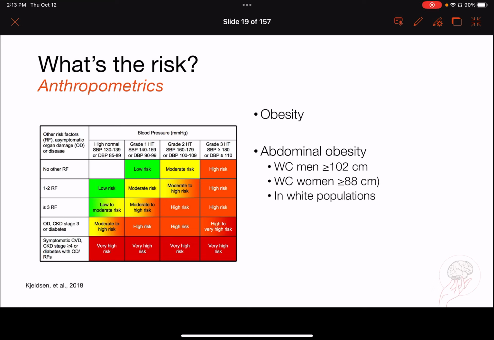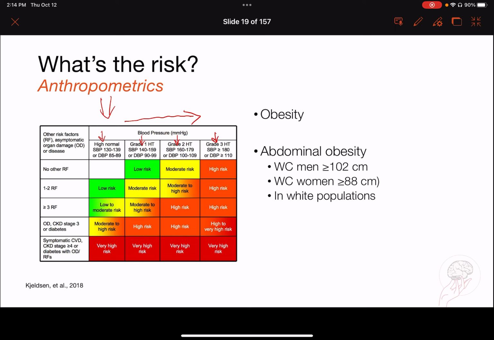So very much like, say, type 2 diabetes with prediabetes, we have to think of the risk of hypertension or high blood pressure in terms of different levels. And that's what this little diagram is showing. So along this way, we see that we have increasing blood pressure. So there's high normal, grade 1 hypertension, grade 2 hypertension, and grade 3 hypertension.